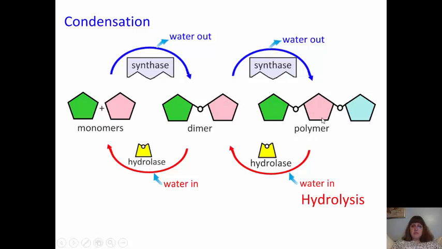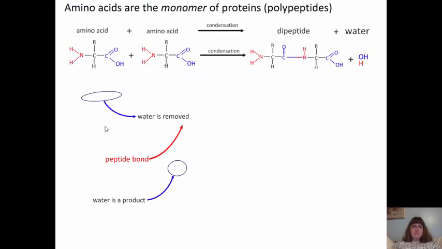And then, of course, looking at the reverse, we go from our polymer, put water in through hydrolysis using an enzyme. We can go from our polymer to our dimer, and then doing the same, putting water in, using an enzyme, go from our dimer to our monomer. So this is all the same process. Now we're just focusing on our monomers being amino acids and our polymer being proteins.